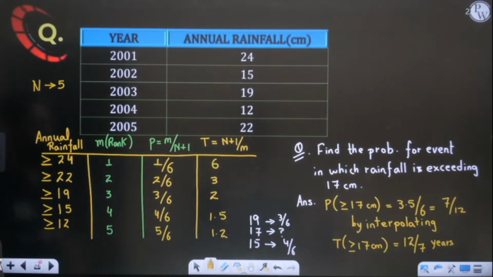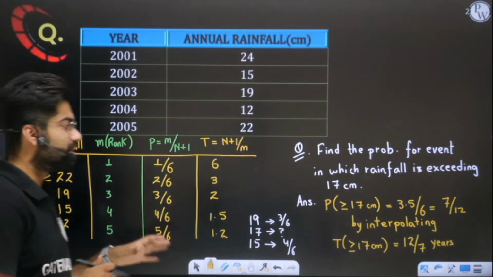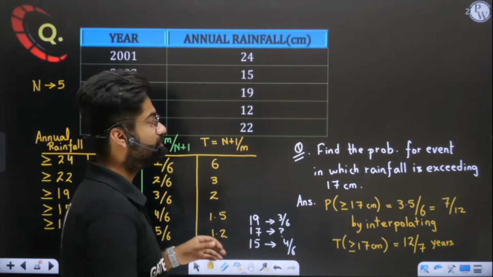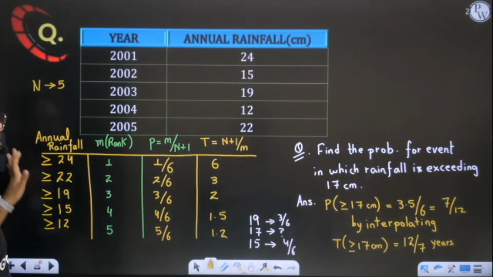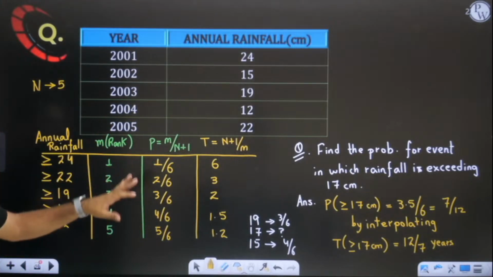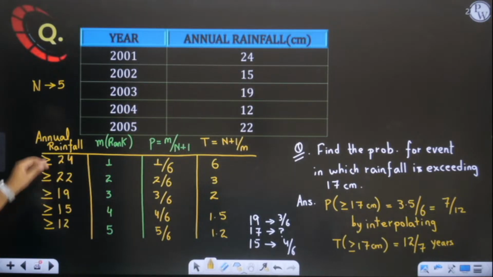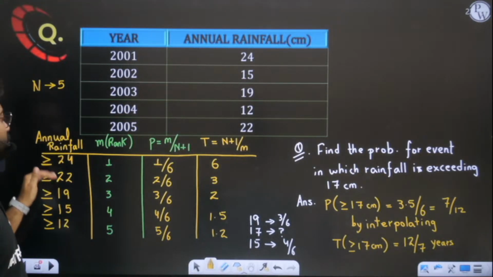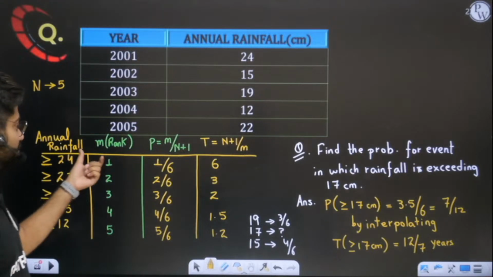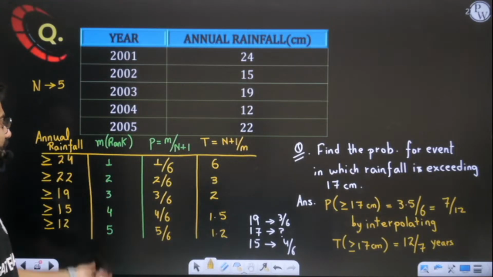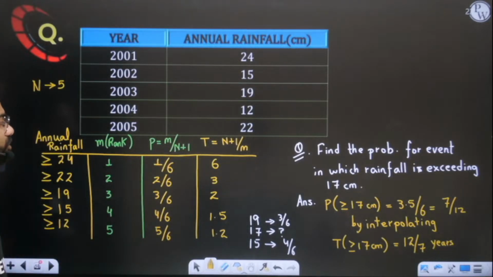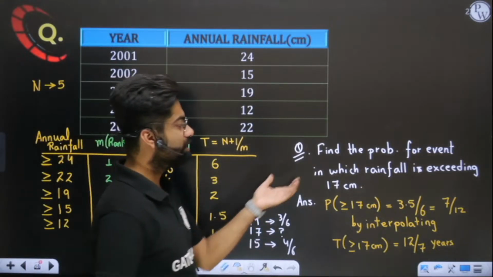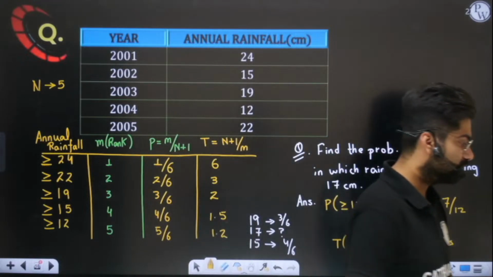I also solved one very small data question. Such small data I should not have taken, but still for the sake of explanation, and for the sake of cleanliness so that this doesn't become a mess here, I have taken a very small data. You can see with the help of this small data I have arranged it in descending order, given ranks, and written down the probabilities and return period. This formula is Weibull formula, and also try to interpolate. I hope this was very, very clear to you.